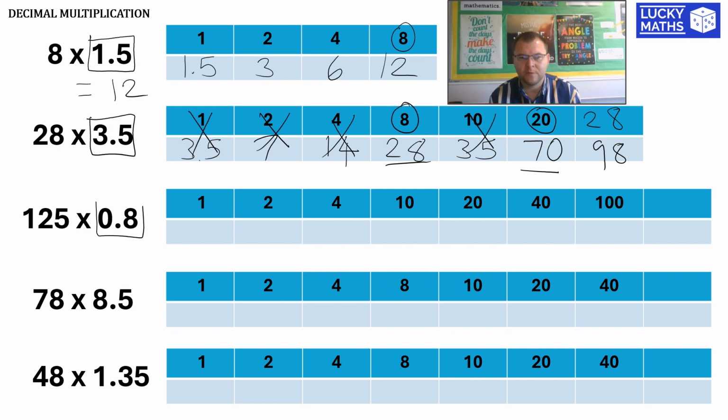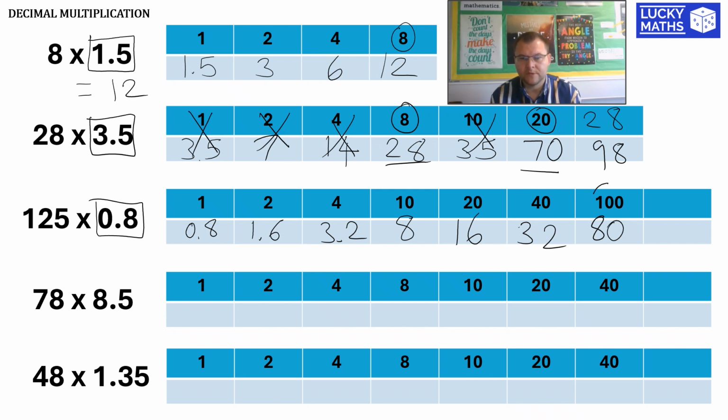125 lots of 0.8. Well, if one lot is 0.8, 2 would be 1.6, and 4 would be 3.2. So now let's multiply all those numbers by 10. 0.8 times 10 is 8. I can double that now and get 16. Double that and get 32. And 100 lots will be 8 times 10, which is 80.